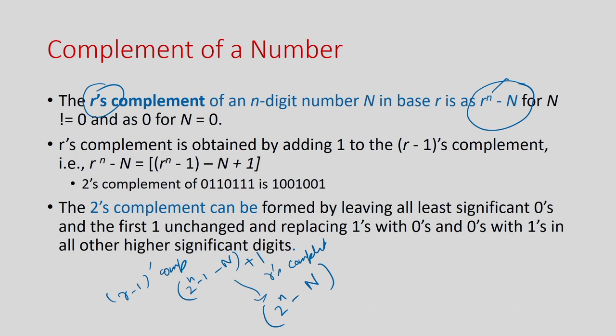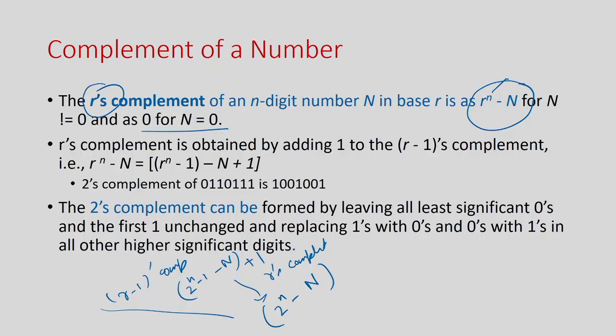And for 0, it is always 0. That also we will discuss in more detail. So if the number is 0, we will not change anything, we will just keep 0. It can be obtained from the R's complement this way, just adding 1, right. You can just do the 1's complement first and then add 1, then you will get the 2's complement in binary. Because we are more concerned about binary, I am giving the example from the binary domain, but the similar strategy holds for any other domain like octal, hex, or decimal, because I am discussing R's complement in general.